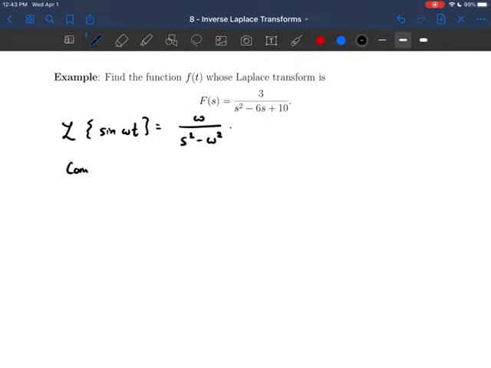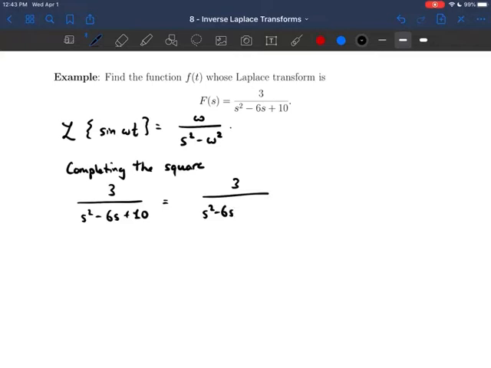So what we're going to do here is we're going to go back to algebra and use the technique of completing the square. All right, so a blast from the past. We have 3 over s squared minus 6s plus 10. To complete the square in the denominator, we need to figure out what we need to add to this polynomial to make it a perfect square. The way we do that is by taking our coefficient, dividing it by 2, and then squaring it. So the formula is b over 2 squared is the thing that we have to add and subtract.